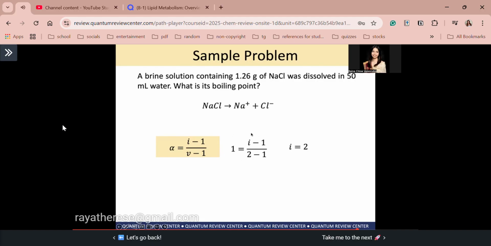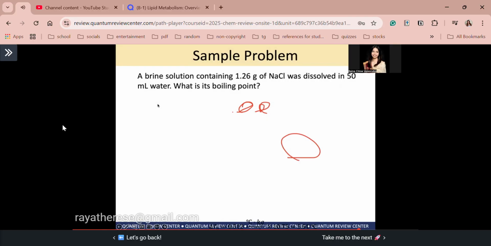That is equal to i minus 1, where i is the unknown, over 2 minus 1. Why 2? Because we have 2 ions present. Again, v represents the number of ions present. So 2 minus 1, and i is equal to 2. That is your Van 't Hoff factor, and we will use that in future problems. So let's solve for the boiling point.